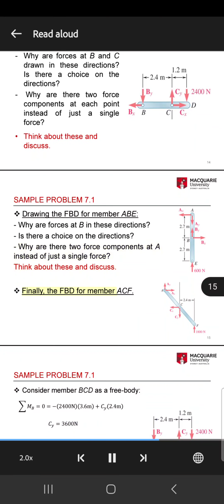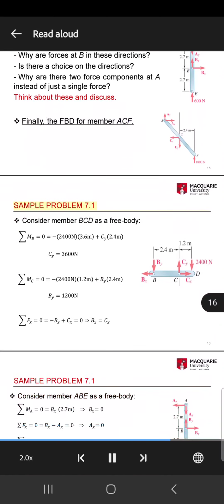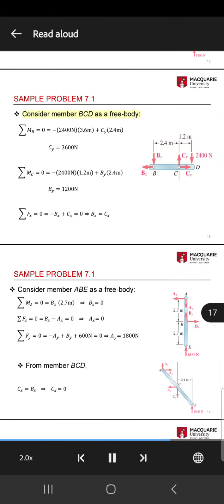Think about these and discuss. Finally, the FBD for member ACF. Sample problem 7.1. Free body diagram of member BCD. Consider member BCD as a free body.